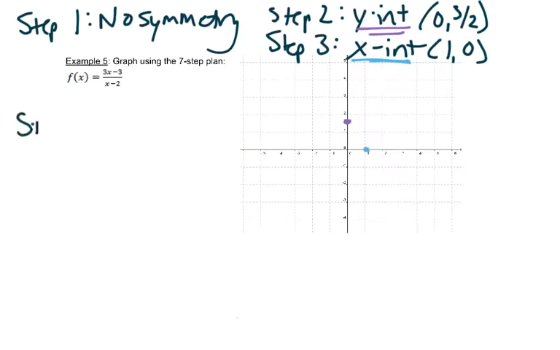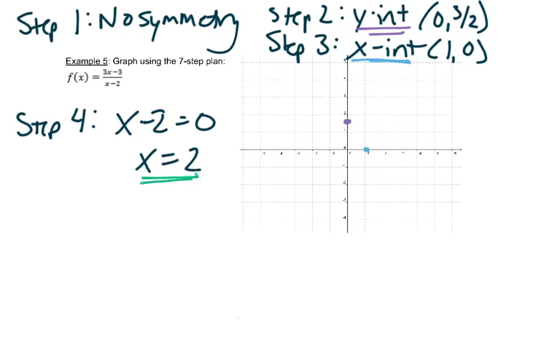Step 4 is to look at the vertical asymptote. So I set the denominator equal to 0, and I get a vertical asymptote at x equals 2. So we'll put that on in green. Vertical asymptote is a vertical line, and we put it on dashed. And that vertical line is a line that the graph can't cross. So it splits the graph into two pieces. There's a piece on the left and a piece on the right. So we just need to keep that in mind. We're going to have two pieces to our graph.